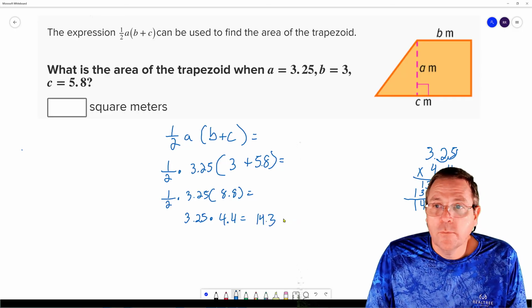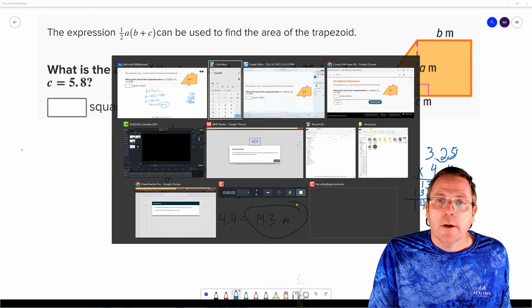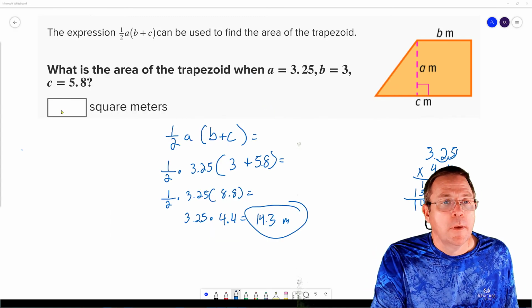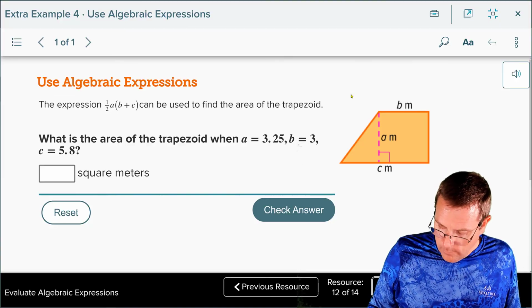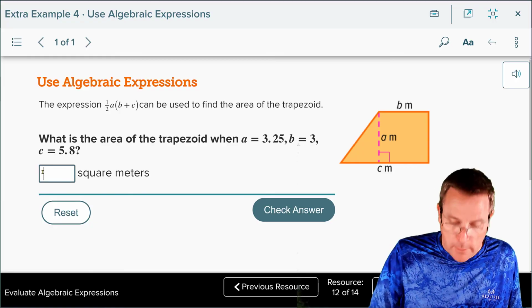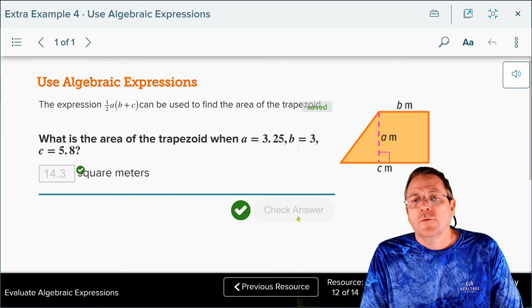14.3, and in this case we're dealing with meters for your final answer. Jump back over here to our problem, and there it is, 14.3. I hope I highlighted it, 14.3. Check our answer. The answer checks.